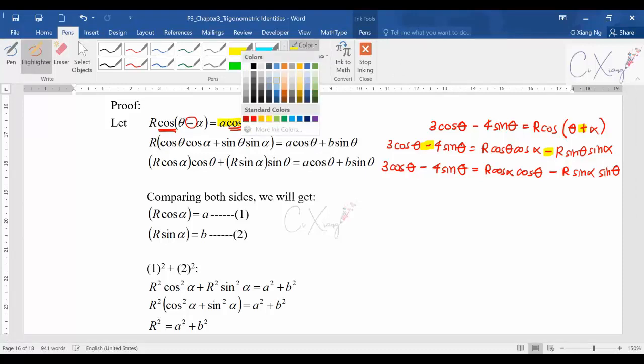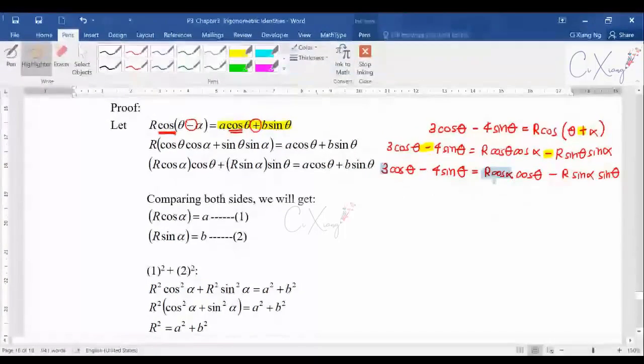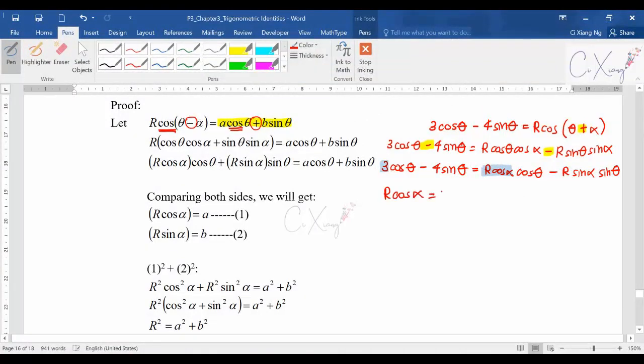First, I want you to have a look at this one. 3 is actually r cos theta. Can you see that? Because r cos alpha, sorry, cos theta and cos theta are the same thing, right? Cos theta and cos theta should be the same. Therefore, r cos alpha should be equal to 3. So I'm having r cos alpha equals 3, and this is my first equation.